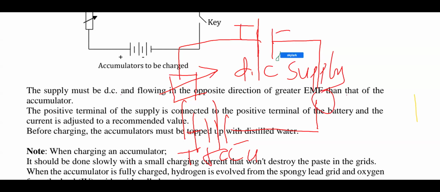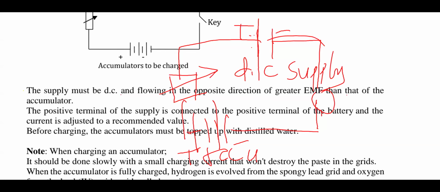Now you're going to explain it. You say that the power supply must be direct current, because we are dealing with a DC supply. Why do we use the DC supply? It means the electrons are going to flow in the opposite direction, from the greater EMF than that of the accumulator. So the greater EMF is going to be on this side. Then you say that the positive terminal of the DC supply is connected to the positive terminal of the battery.